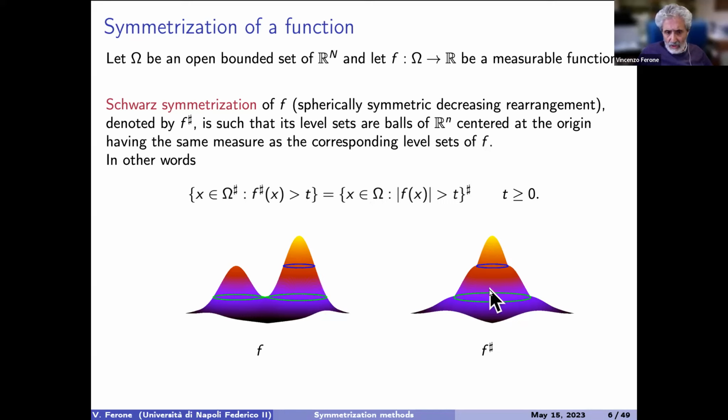So in the figure, you can see some level sets of a function F, which are symmetrized, and then we build up F sharp, as I told before. So in some sense, we can say, from the point of view of the subgraph of F, that the subgraph of F sharp is a kind of Steiner symmetrization of the subgraph of F.